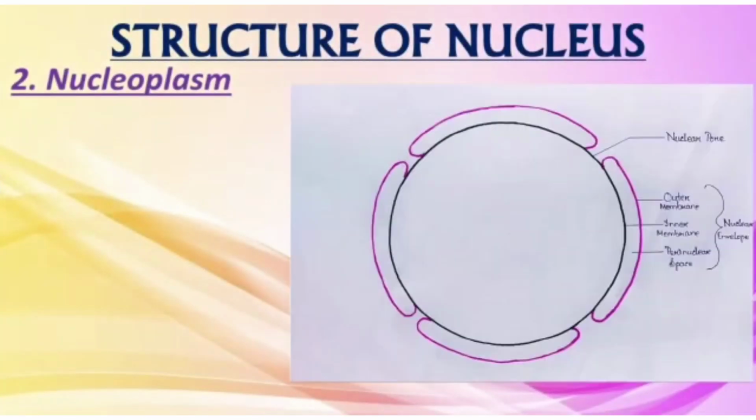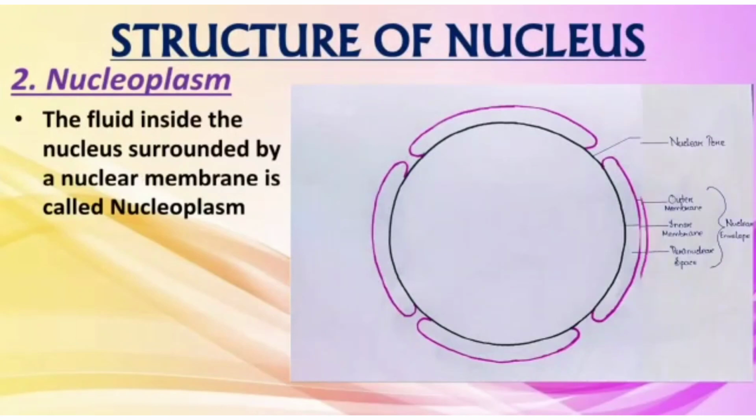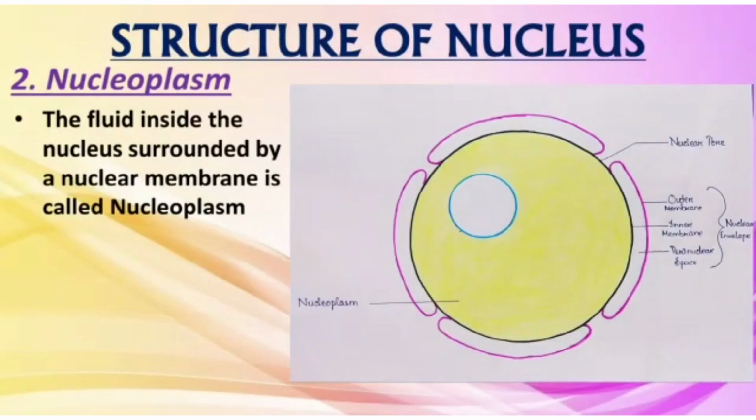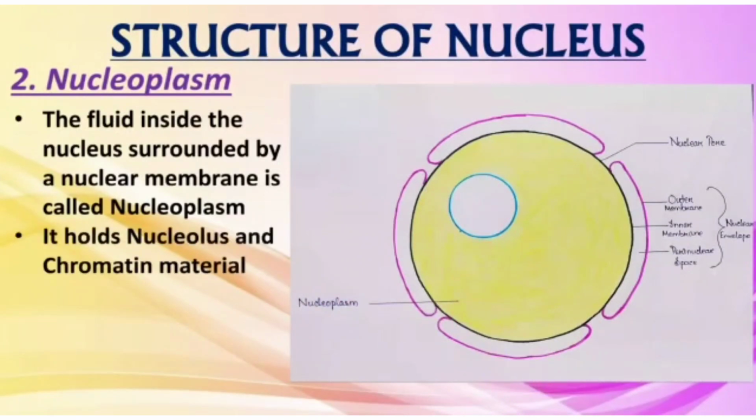The nucleoplasm is the fluid inside the nucleus surrounded by the nuclear membrane. Here, the yellow colored part represents the nucleoplasm. It holds the nucleolus and chromatin material.